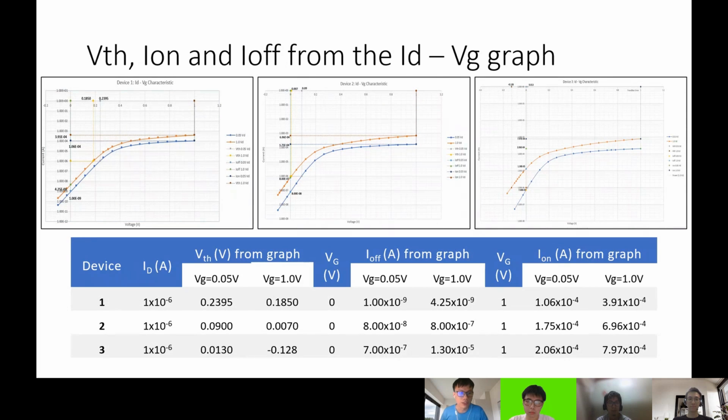For VTH, we obtain it when ID is equal to 1 times 10 power negative 6 ampere. Next is I off. The I off value we obtain when VG is equal to 0 volt. And lastly, the value of I on is obtained when VG is equal to 1.0 volt, which is the Vmax.